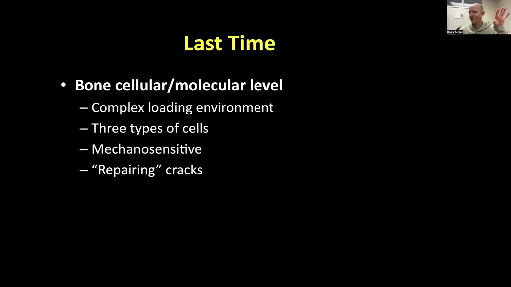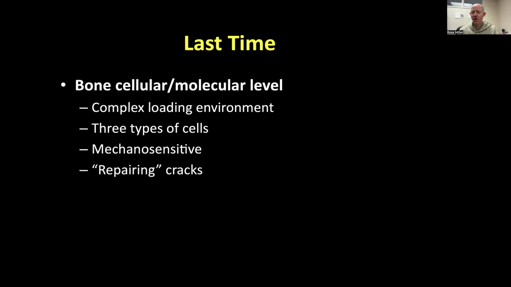So there's not the metabolic side and the mechanical side, and these are separate things. They're intimately tied together and depend critically on mechanical loading. So mechanical loading is not just important or good for the health of bone, it's essential for the health of bone. The way that bone repairs cracks at the microscopic level is kind of interesting.